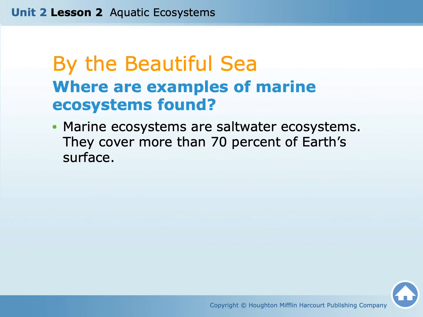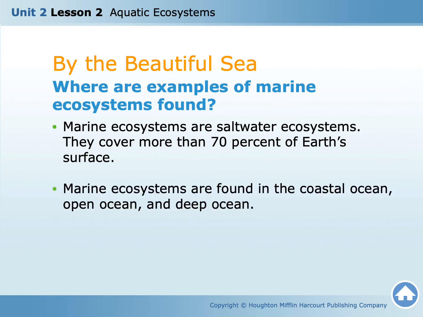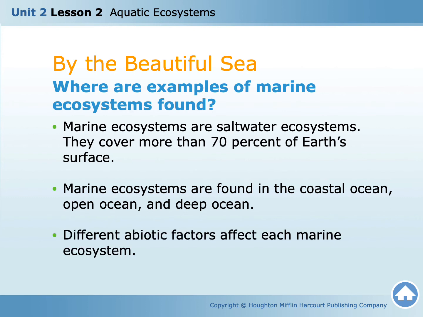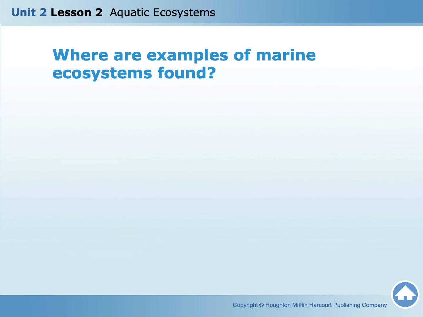Saltwater ecosystems cover over 70% of the surface of the planet. That's the oceans. There are coastal oceans, which are right along the coast of land; open ocean, which is just kind of in the middle of nowhere; and deep ocean, which is deep underground. Each one could have different abiotic factors.